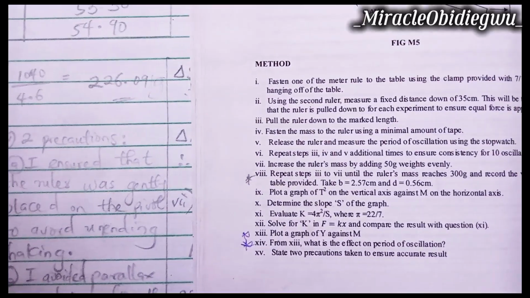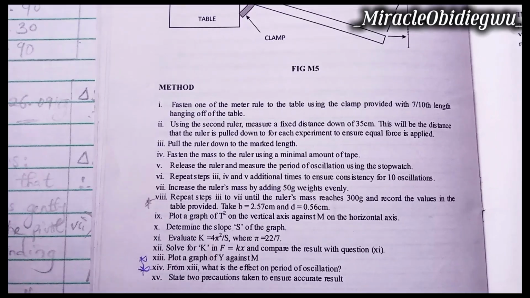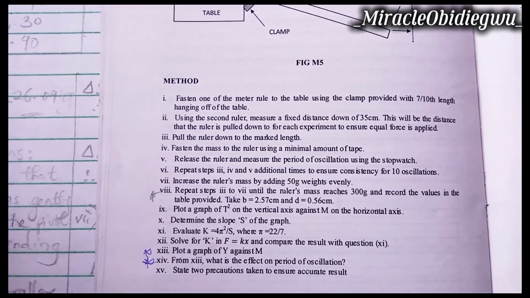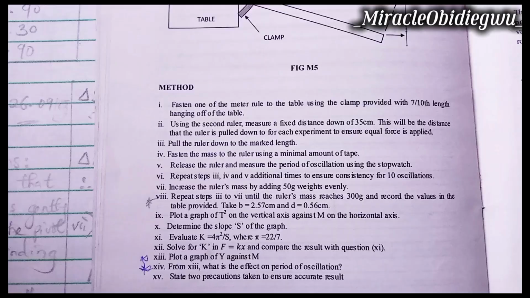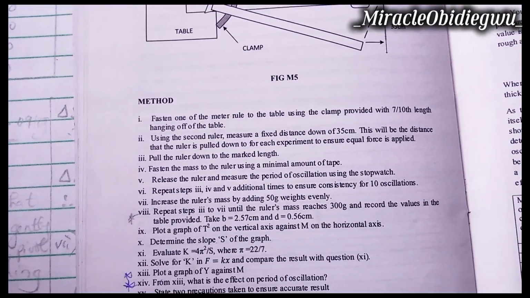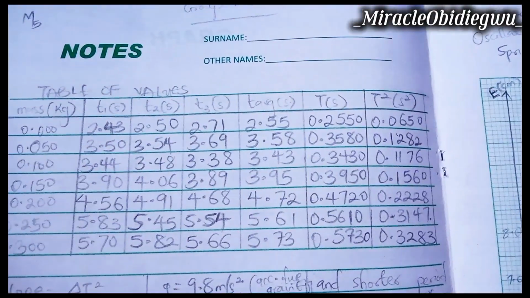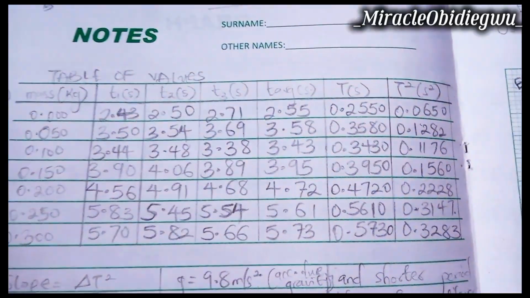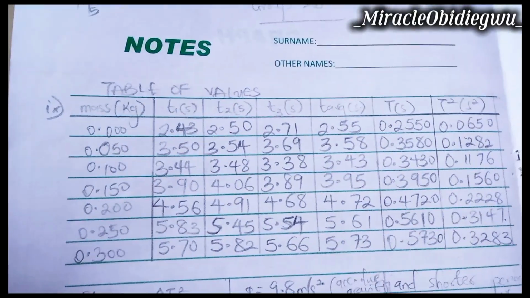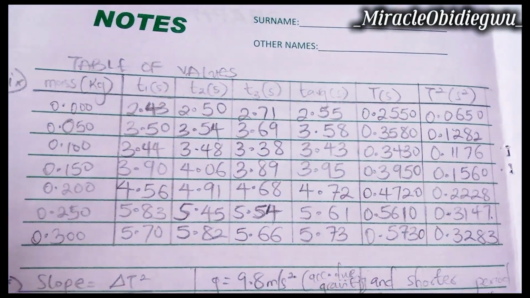So these are our questions. Every question is here. Just follow it step by step for each process. Then when you come to SI, plot a graph of T square on the vertical axis against m on the horizontal axis. First of all, you're going to have your table of values. You have your mass, your time, your average, your period, and period square, T square. Your table of values may not be exactly as mine, but get something related, something workable.